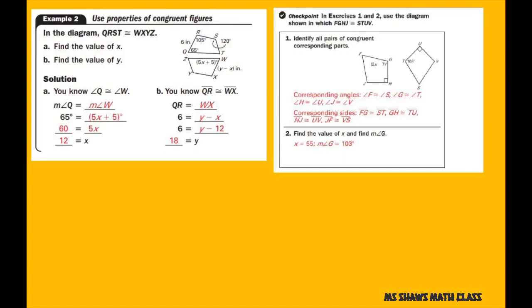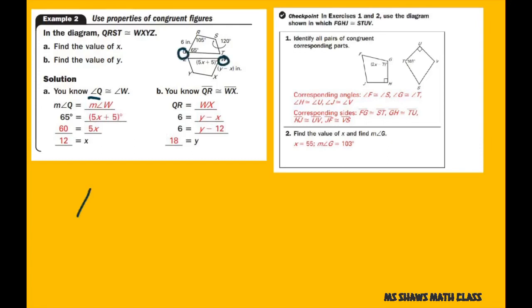All right. So we have some examples. To find the value of x and y, they give us the diagram. And what you want to do is turn this diagram around so it matches. And when you do that, you'll know that angle Q, where's Q, is congruent to angle W.